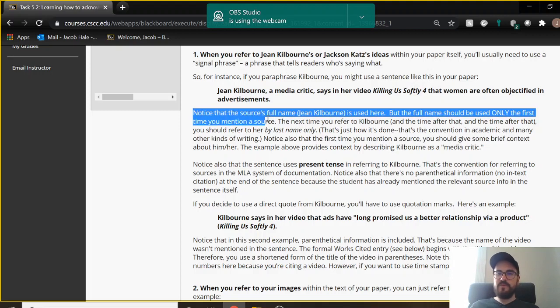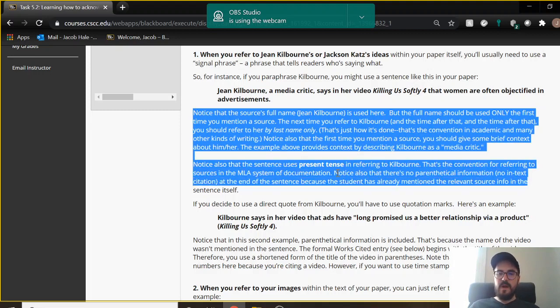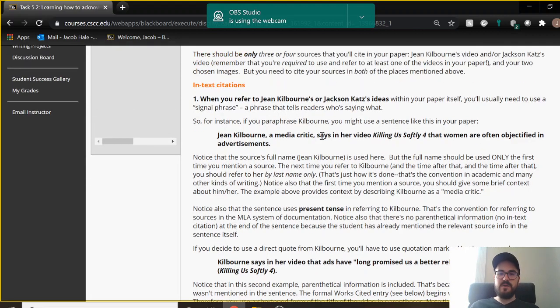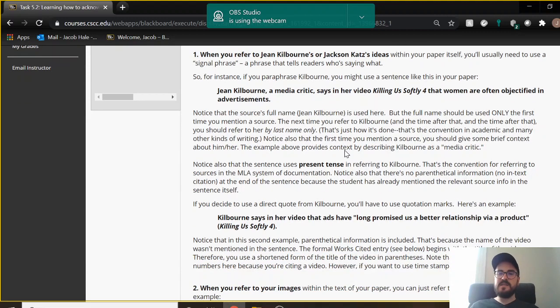And there's a little bit more information here about that. You'll see this bolded thing here, present tense. In MLA, we refer to our sources in present tense. So notice that it says Jean Kilbourne says, not said. It's a very minor thing. It's a little bit of a nitpicky detail, and there is an explanation for it. But I don't want this video to be any longer than it needs to be. So just know for now that in MLA, we typically write in present tense.